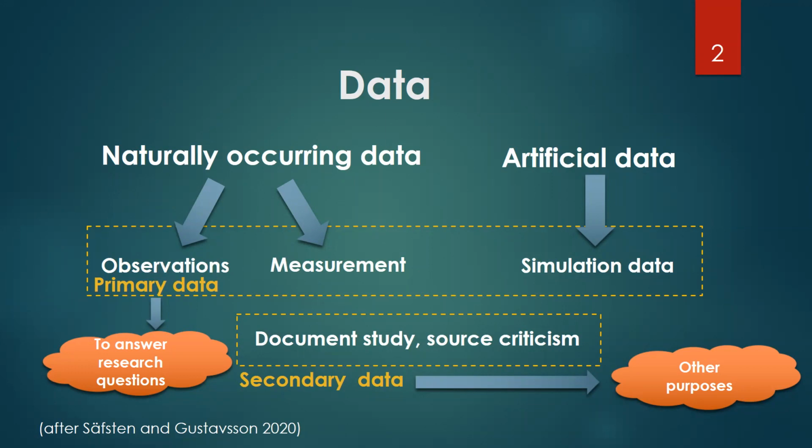And the type of data should be selected in such a way that they will help you to answer the research question. And we have another type of data, for example, documented studies, source criticism. These are secondary types of data, which are used for other purposes.